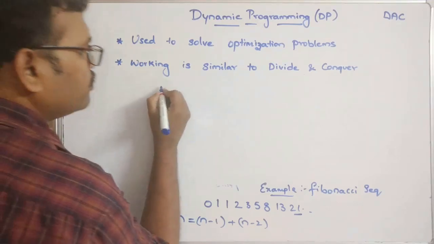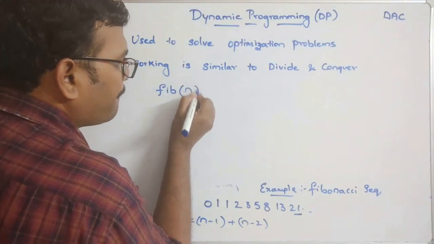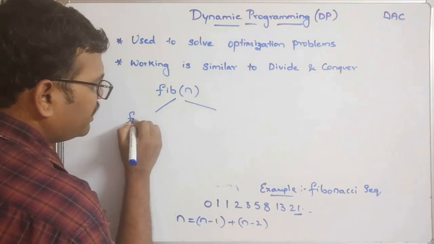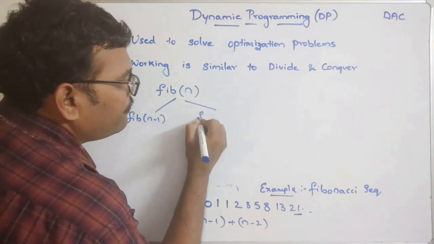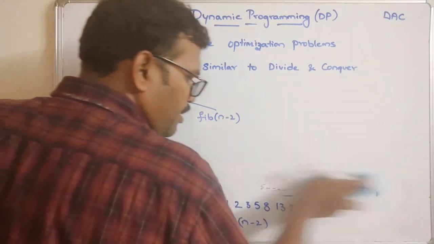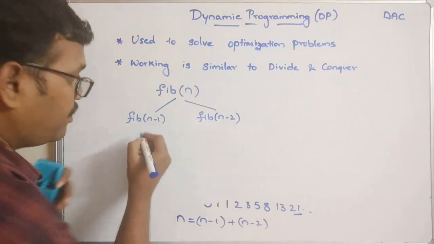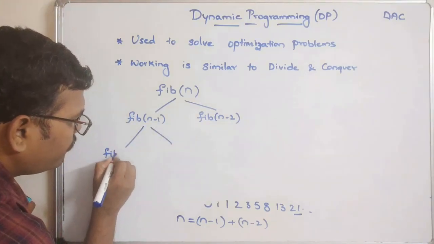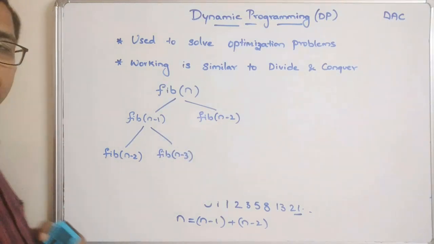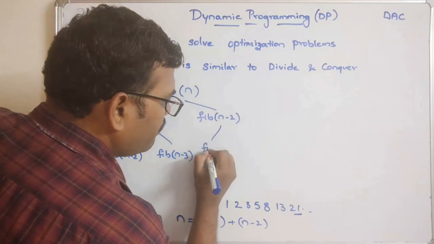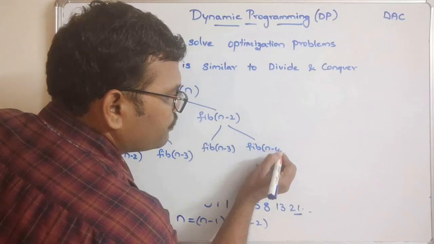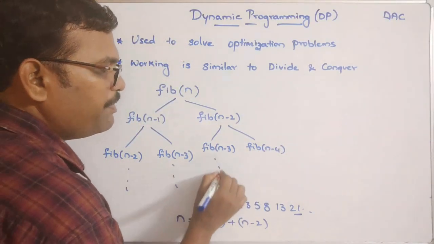See, if you want to solve, for example, Fibonacci of n, how can we solve it? This can be done with the help of Fibonacci of n minus 1 and Fibonacci of n minus 2. Then how do you get n minus 1? Again, Fibonacci of n minus 2, Fibonacci of n minus 3. And what about this one? Fibonacci of n minus 3, Fibonacci of n minus 4, and the process will be repeated similarly.